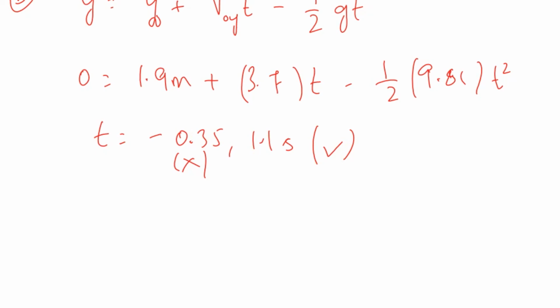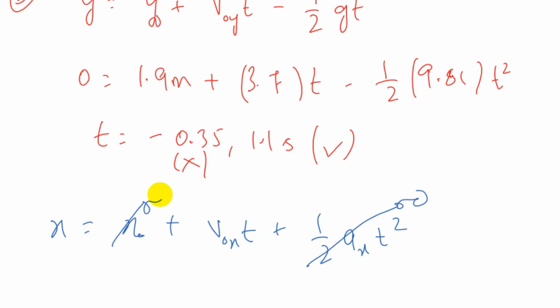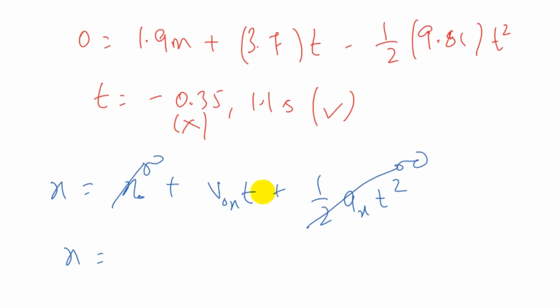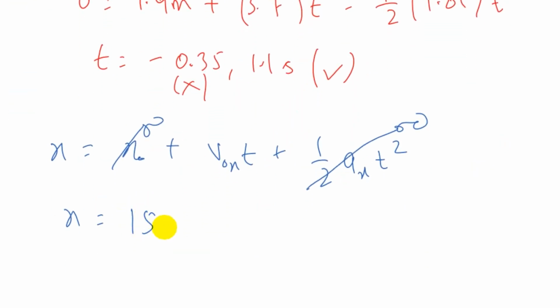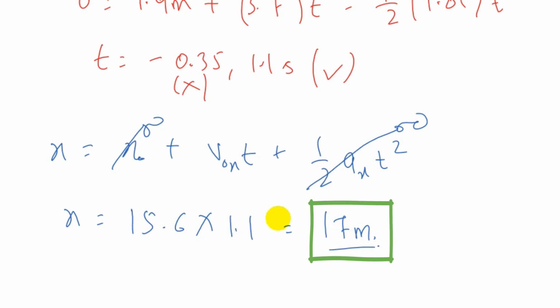Now it's pretty simple. The range or the distance traveled in the x direction will be x is equal to x naught plus v naught x t plus 1 over 2 a x t square. Now there is no acceleration in the horizontal, so this whole term is 0. X naught is also 0. Now next, x will be v naught x times t. So v naught x, the horizontal component of velocity, is 15.6 multiplied with time, 1.1 second, which is equal to 17 meter. Thus the horizontal distance traveled by the water is 17 meter.